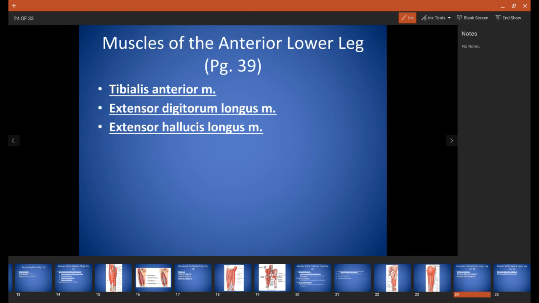Working on muscles of the anterior lower leg, at this point, you only have to know the actions of these muscles. So you don't need their origin, their insertion, or their innervation, just the action. What are they doing?